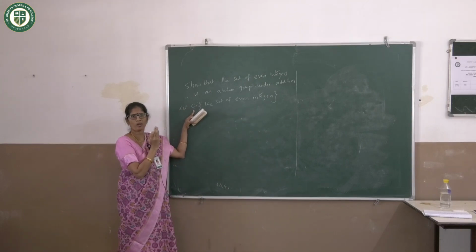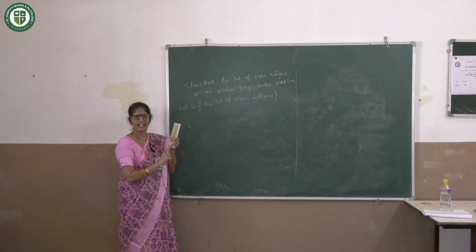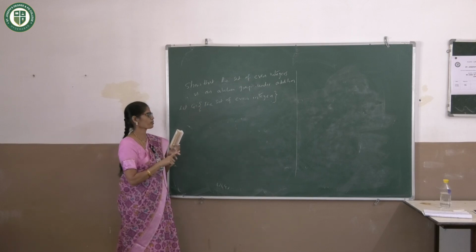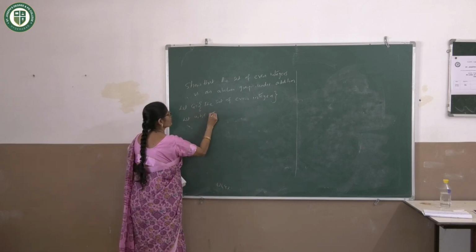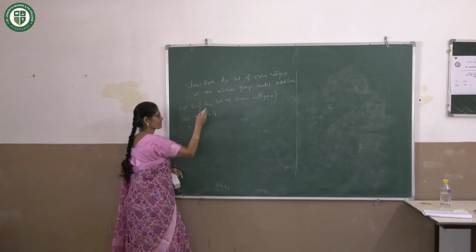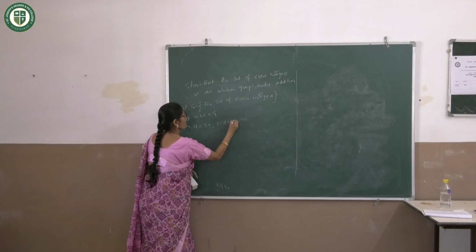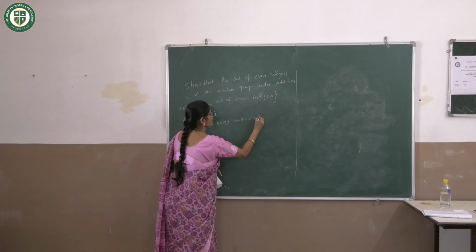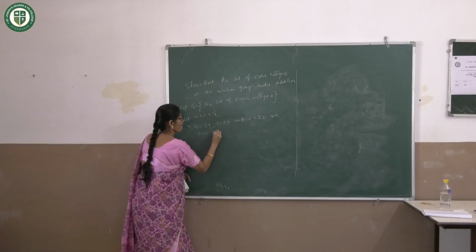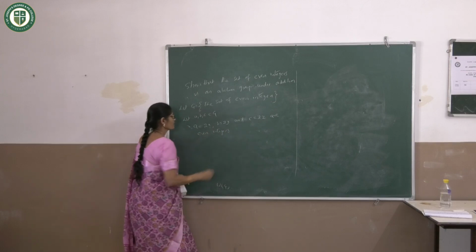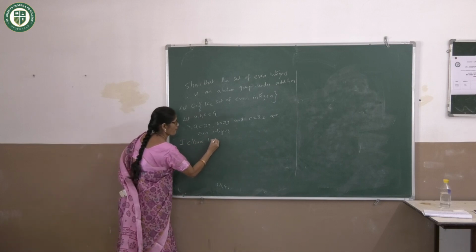To prove an abelian group, how many properties do we have to prove? 5 properties. One is the closure property, associative property, identity property, inverse property and commutative property. So let a, b, c be elements of G, that means they are even integers. So let us assume that a equal to 2x, b equal to 2y and c equal to 2z are even integers.